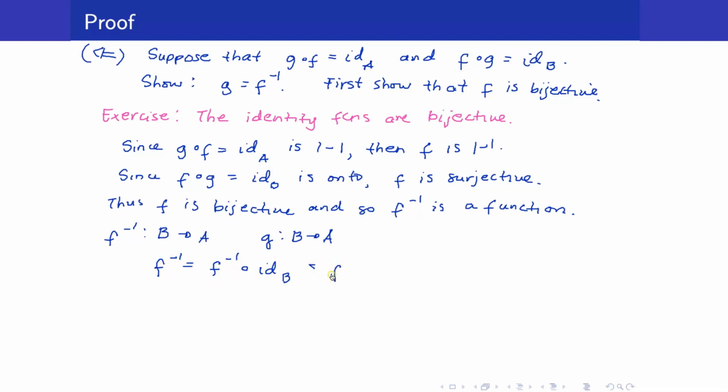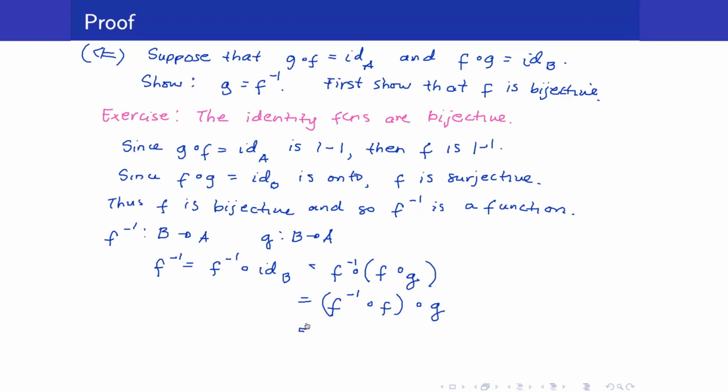Now, we will write the identity function on B as F circle G. Since composition of functions is associative, I can write it as F inverse circle F circle G.